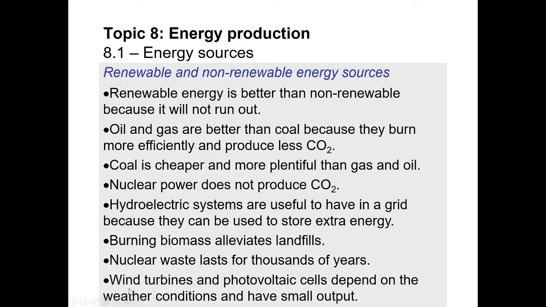All right, wind turbines and photovoltaic cells depend on the weather conditions and have small output. Okay, so in places in North America, or let's say Canada actually, it's a little bit harder to have solar panels because we have a lot of cloud cover. It's not as sunny as it would be in a place like Florida, where a lot of people have solar panels.